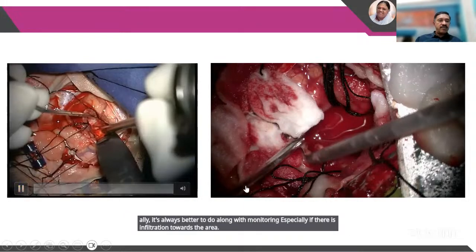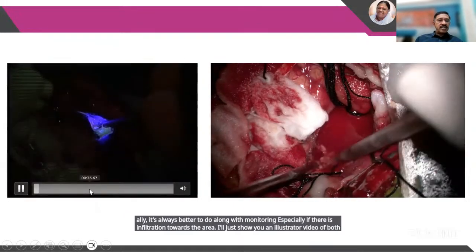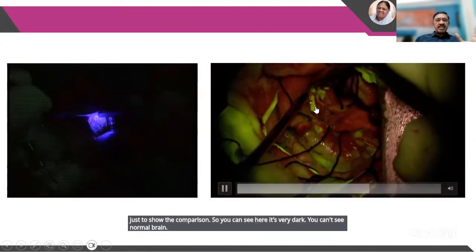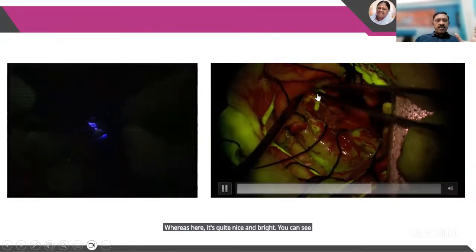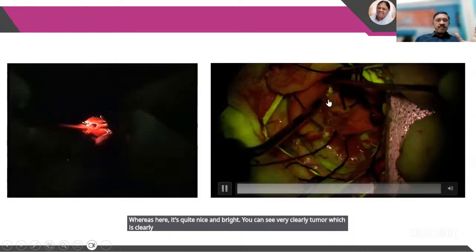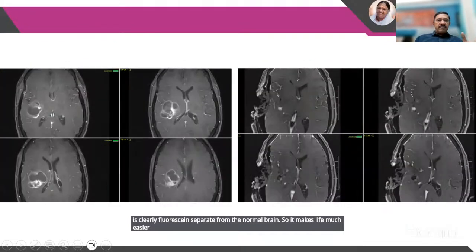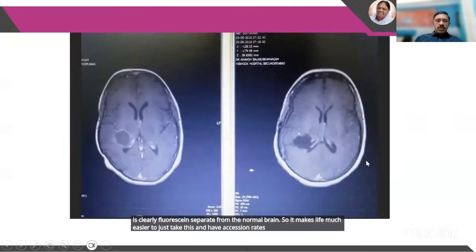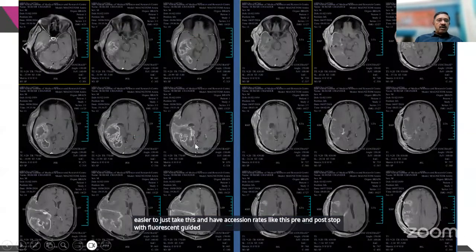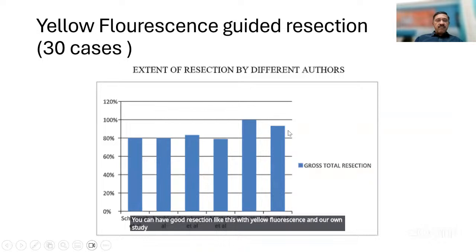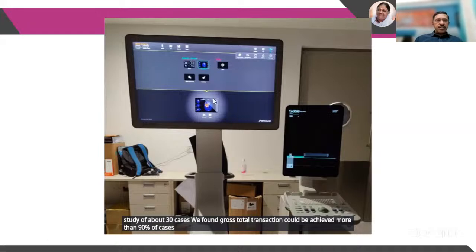I'll just show you an illustrative video of both just to show the comparison. So you can see here it's very dark. You can't see normal brain, whereas here it's quite nice and bright. You can see the tumor very clearly, which is clearly fluorescing separate from the normal brain. So it makes life much easier to resect this and have excision rates like this pre and post-op with fluorescent guided resection. And even in complex areas, you can have good resection like this with yellow fluorescence. And in our own study of about 30 cases, we found gross total resection could be achieved in more than 90% of cases with intraop imaging too.